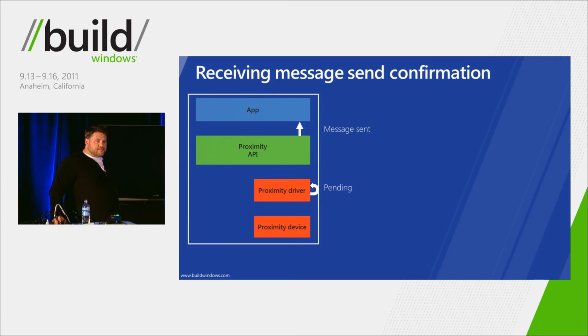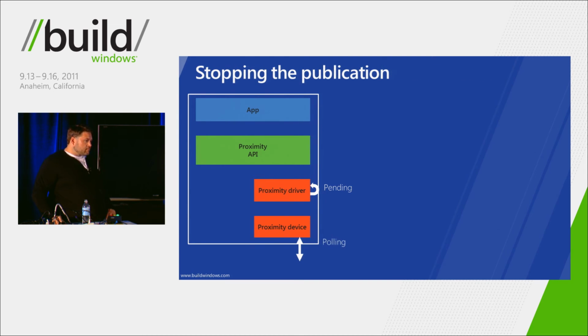So now we've successfully moved the message from one end to the other. We've gotten confirmations from one end to the other. Everybody knows what's going on. Subscription has been stopped on the other side. Now I'm going to stop listening, or stop sending the message. So I have to stop the publication.